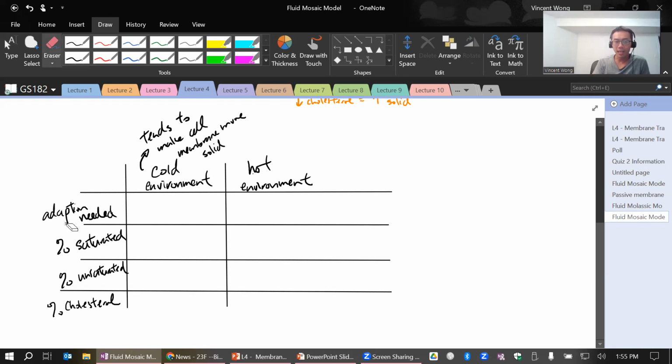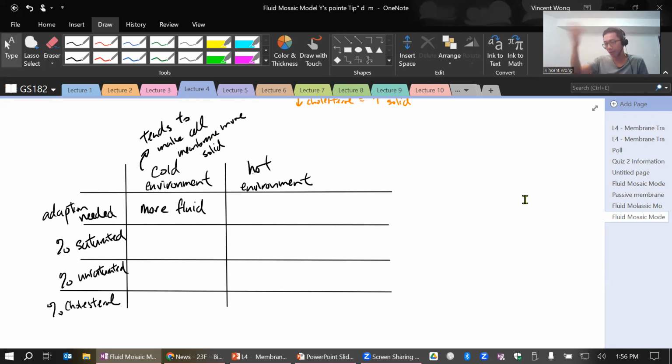So the adaptation needs to counteract that, needs to oppose that, undo that, right? Which means we need to do things that will make it more fluid. It's very important for you to understand the difference between this and this part here. If you're confused, ask me a question. I am not sure what you're confused about, so you need to tell me so I can clarify for you.